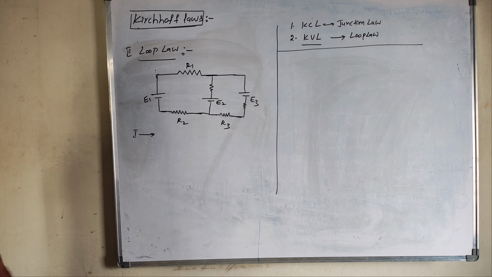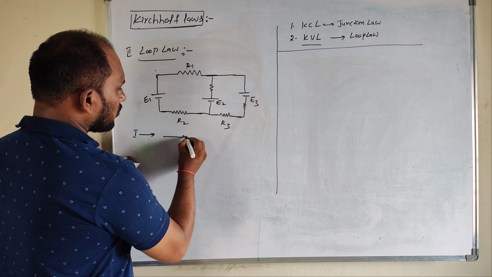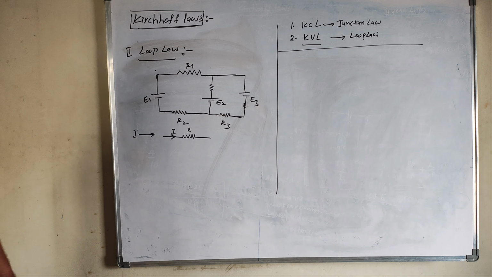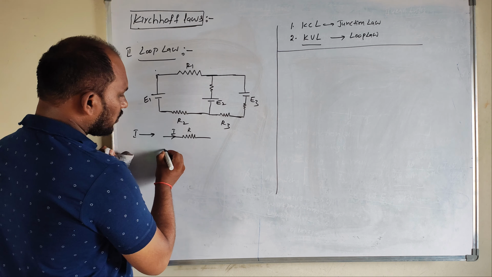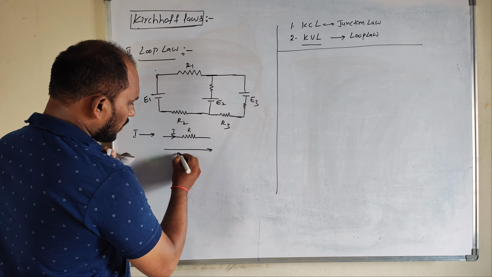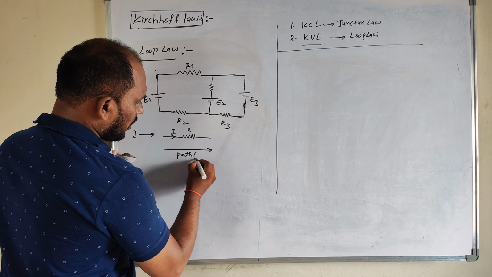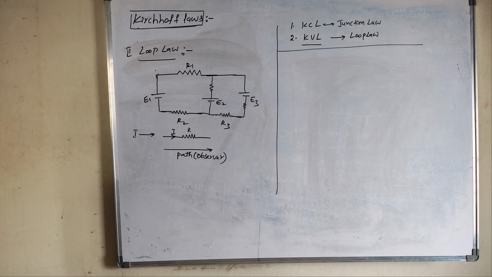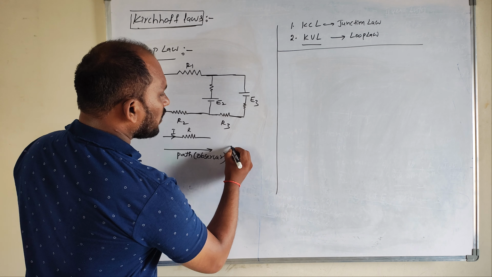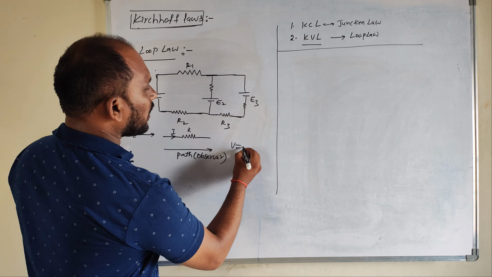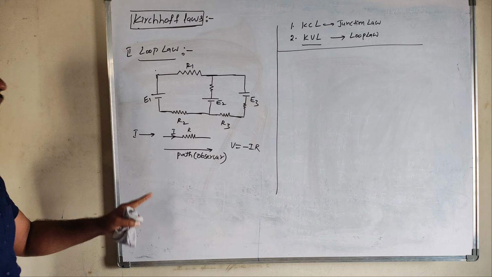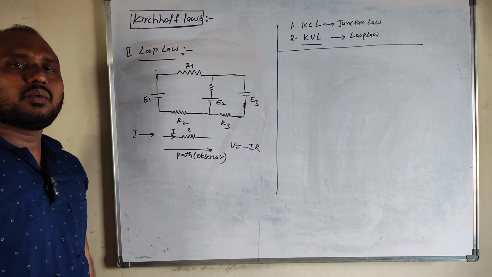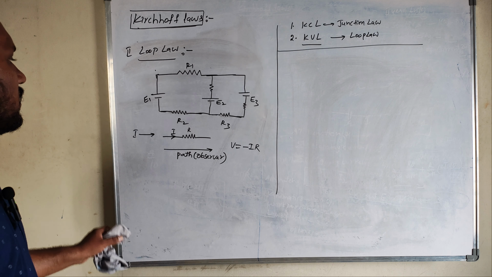The first thing is that this is a resistance R and current is moving like this, and the observer's path is moving in the same direction as the current. So what is the voltage drop I want to calculate? It is IR, and since the current and the observer move in the same direction, V is equal to minus IR.